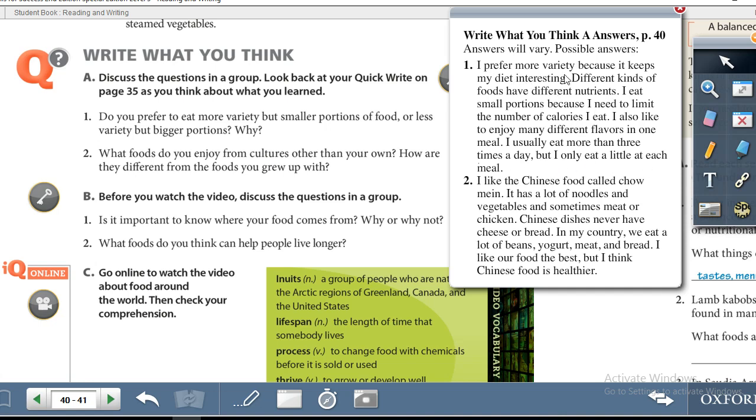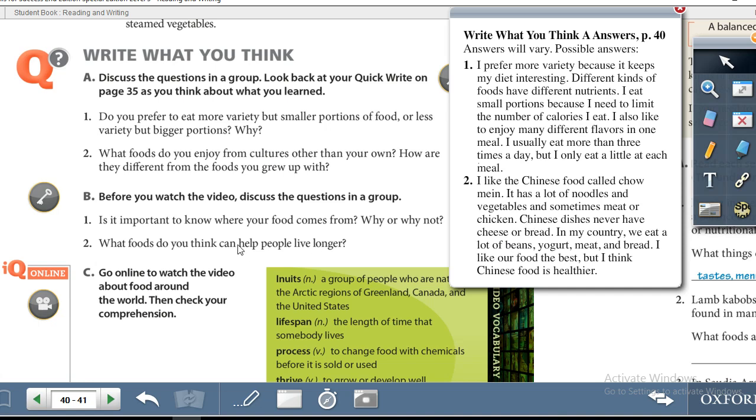So as you can see in this answer, the person is writing about their opinion. This is how they prefer to eat in a day, right? So you will take this question and you will write about how you prefer eating in a day. Do you prefer eating smaller portions of food, or do you prefer eating bigger portions of food, and why, right? You have to give a reason why, right? So this is the answer key. This is the person's opinion for question number one.